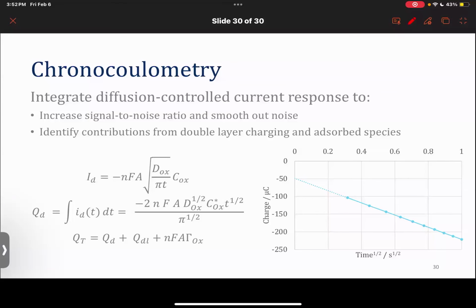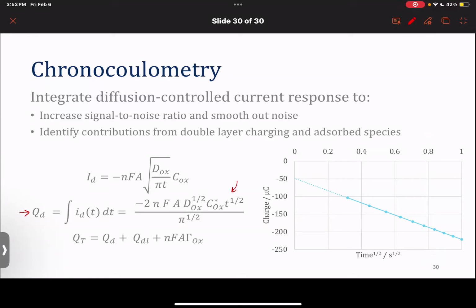Now, what's really nice about this is rather than having my signal decay with time, it grows with time. So this increases my signal to noise ratio. Notice how the t to the 1/2 came into the numerator when we integrated. It also helps us identify contributions from double layer charging and adsorbed species because those occur very, very quickly.